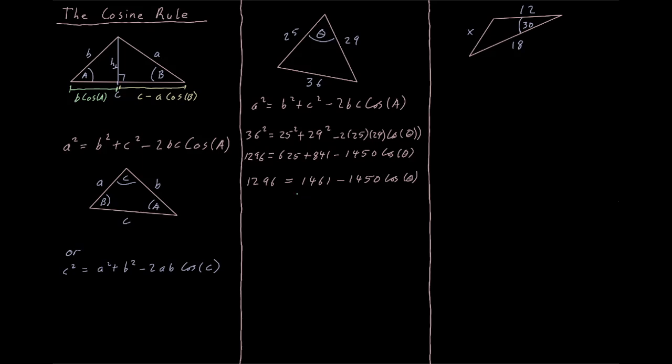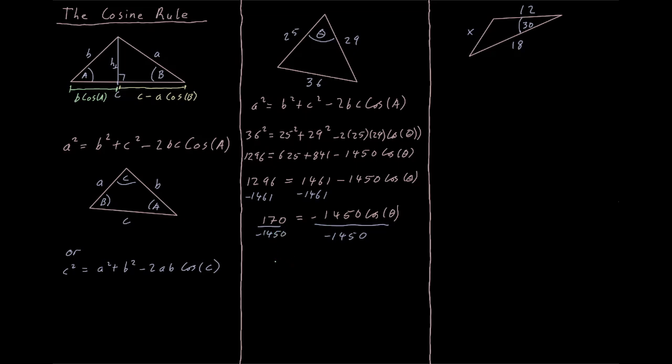Now I can rearrange my formula. I want to get the cos theta as much by itself as possible so that I can find out what theta is. I'm going to make both sides smaller by 1461, and I end up with minus 170 equals minus 1450 cos of theta. Now I want to get cos of theta by itself, so I'm going to divide so that I end up with 1 of cos theta. So I have to divide by minus 1450.